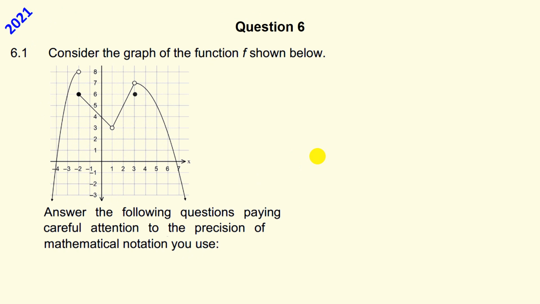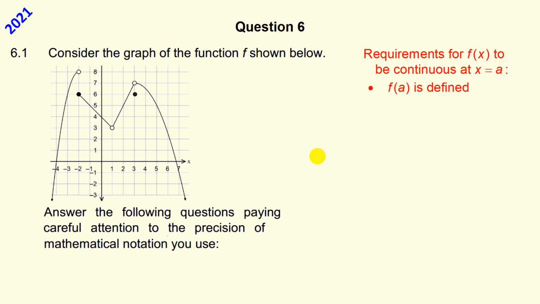So there we have a piecewise defined function. So clearly we're going into continuity and/or differentiability. So let's have a look at continuity. Requirements for f of x to be continuous at x equals a: f of a must be defined. So for example, at that point at 1, the function is not defined.